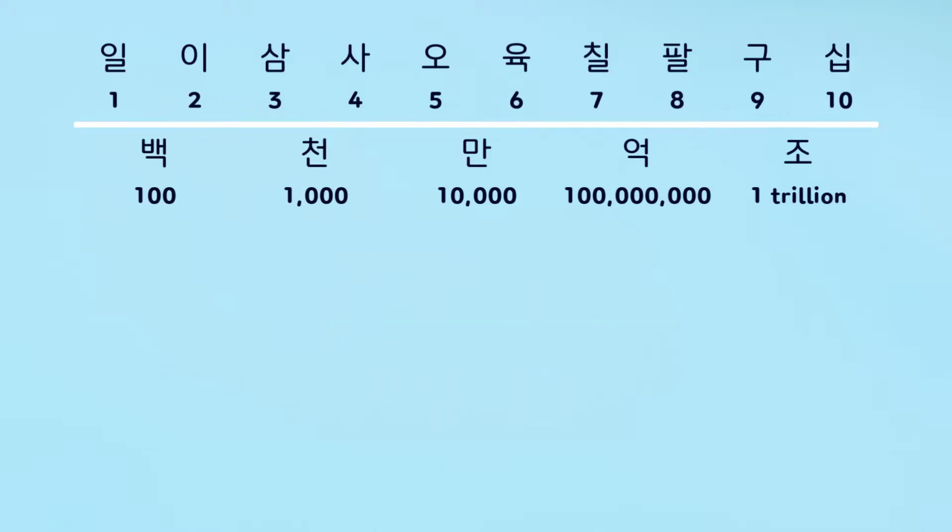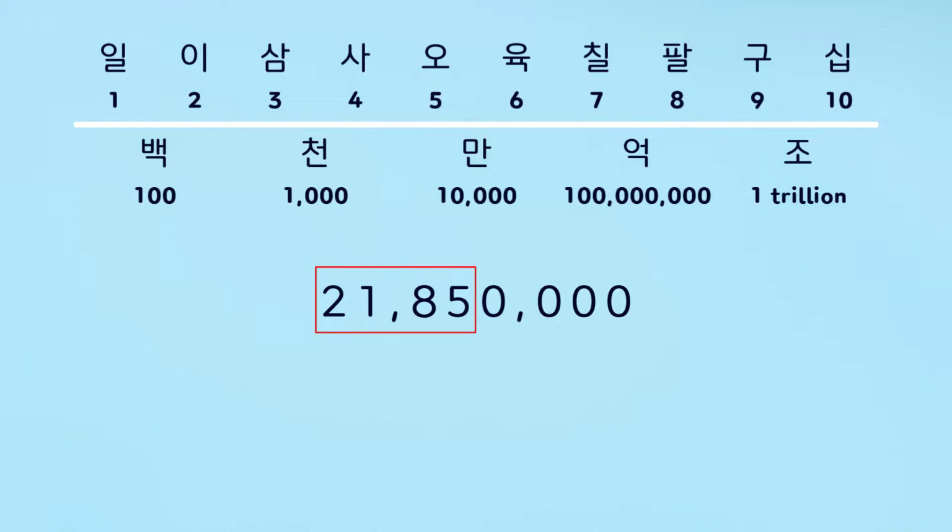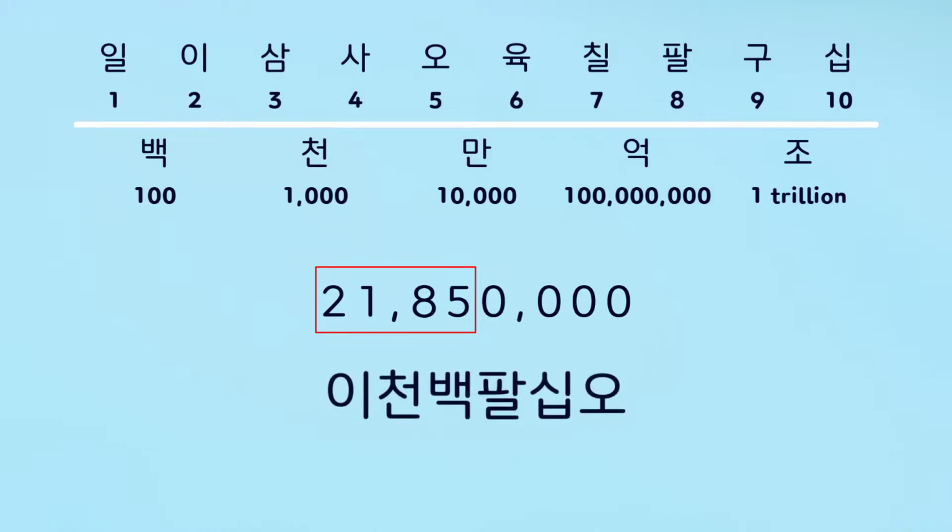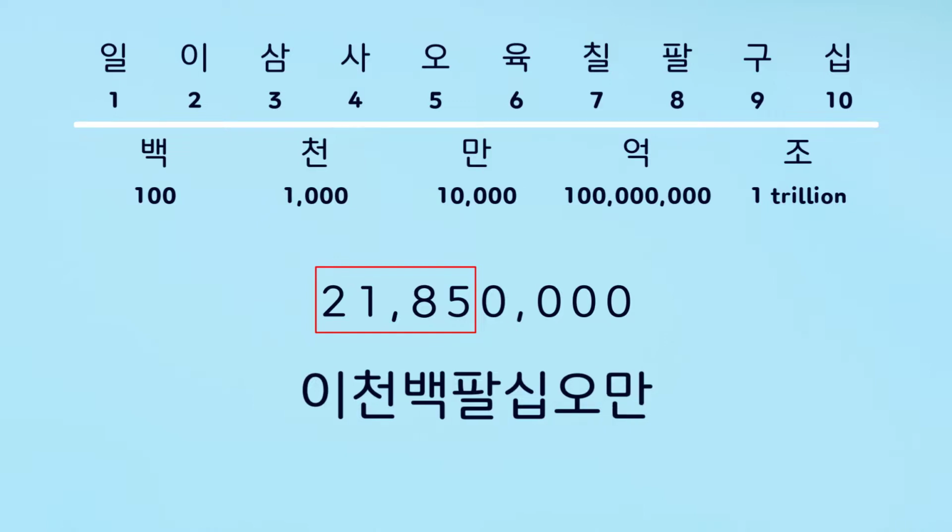Let's take a look at one more example of how we say a large number. This time we have 21,850,000. Again, if we think about how many 10,000s, 만, there are, we have 2,185 만. So we need to first form 2,185, which would be 이천백팔십오. And then we add 만. So 21,850,000 is 2,185만, 이천백팔십오만.